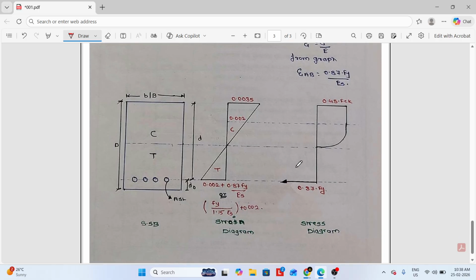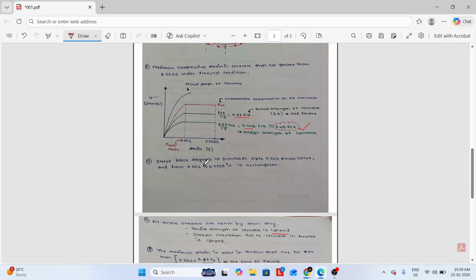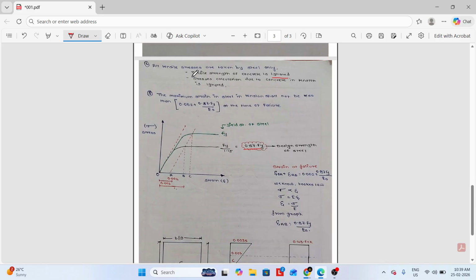All the assumptions are concluded in the stress diagram and strain diagram. Here we can see a simply supported beam. The overall depth is D and the width is B. Here we can see the strain diagram. For the beam, the upper part is in compression and the lower part is in tension. For the strain diagram the values are 0.0035 and 0.002. The values we can see here, 0.002 to 0.0035, are from the second and third assumptions.